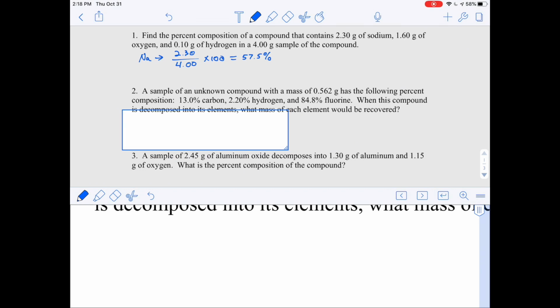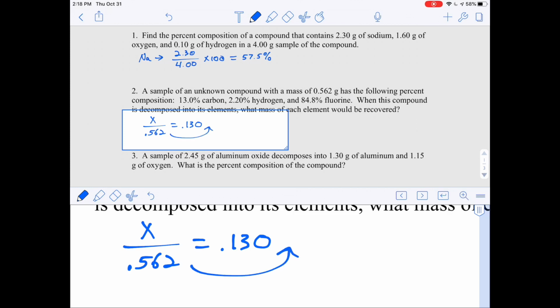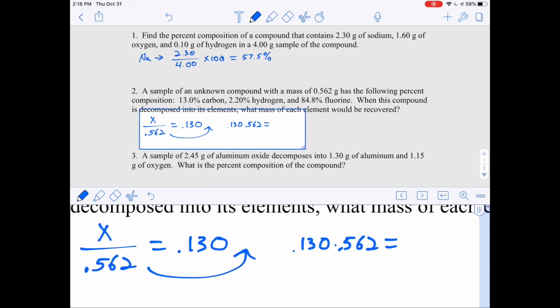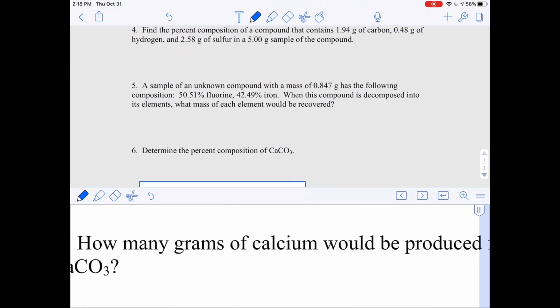You guys have all done problems like this. 13% carbon. Well, you're trying to figure out the part. That's the X. The whole is 0.562. And the percentage here, I'm going to put in decimal form, 0.130. So we want to find out what X is. We move the 0.562 up there, and we have 0.130 times 0.562. And that gives us the value for the portion that is carbon, so it's 0.073 grams of carbon. So that's what these other problems take you through.